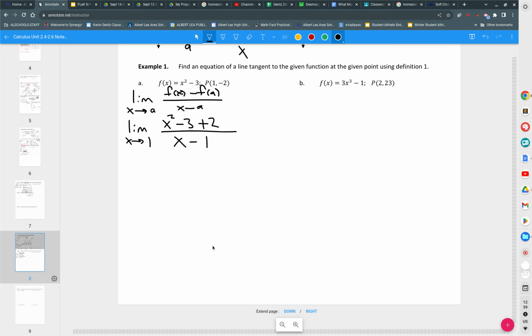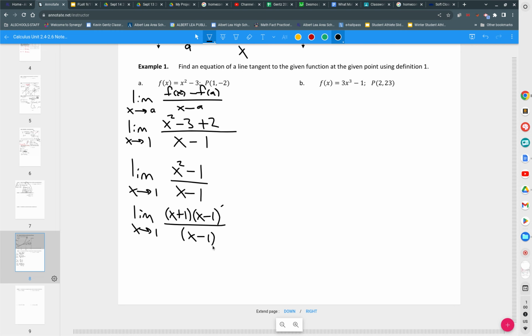So all we do is we set up a problem similar to what you've seen. Now we will reduce it using the methods that we've talked about. We have x squared minus 3 plus 2 is x squared minus 1 over x minus 1. Have we been able to determine those limits before? And so we get a chance to do it again. Limit as x goes to 1 of x plus 1 times x minus 1 over x minus 1. Notice how the x minus 1's reduce, and so your limit is 2.